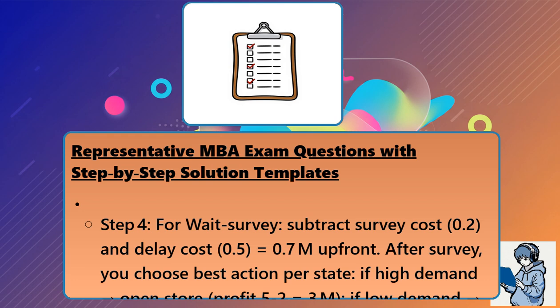After the survey, you choose the best action per state. If high demand, open store, profit 5 minus 2 equals 3 million. If low demand, do nothing, 0. Expected profit equals 0.4 times 3 plus 0.6 times 0 equals 1.2 million. Net expected monetary value equals 1.2 minus 0.7 equals 0.5 million.